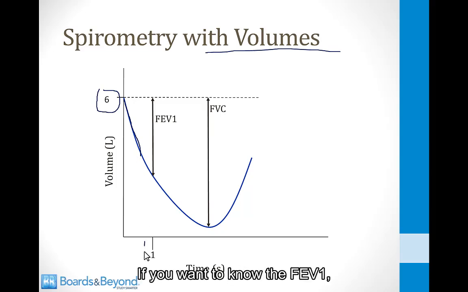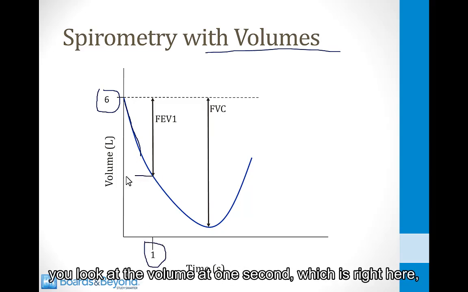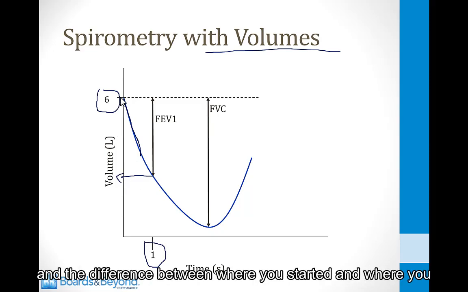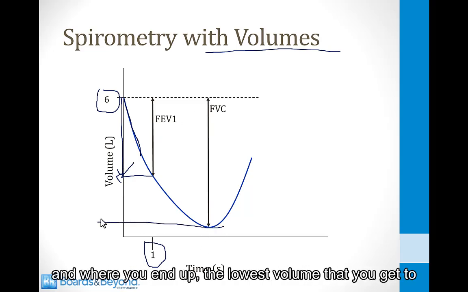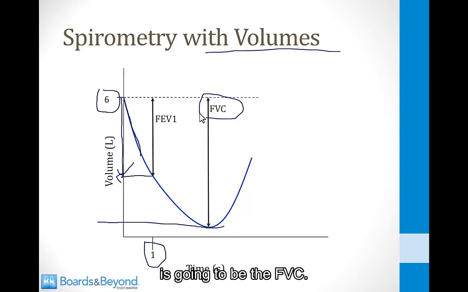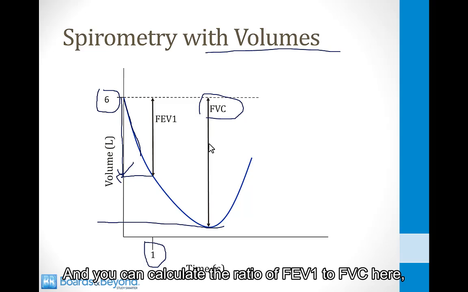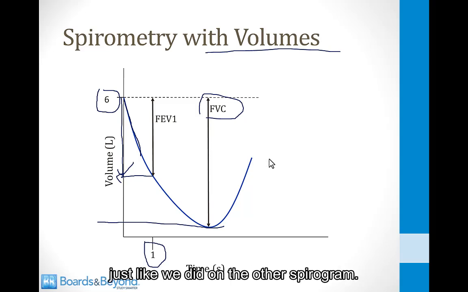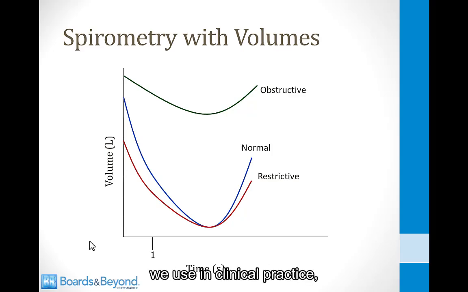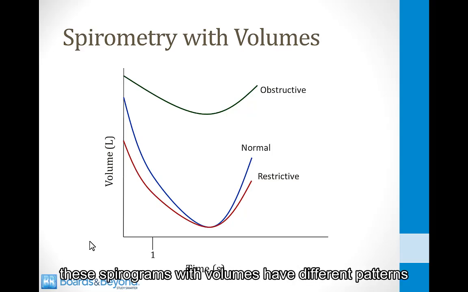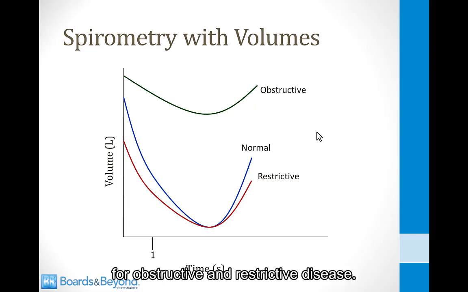If you want to know the FEV1, you look at the volume at 1 second, which is right here, and the difference between where you started and where you are at 1 second is the FEV1. The difference between where you started and where you end up, the lowest volume that you get to, is going to be the FVC, and you can calculate the ratio of FEV1 to FVC here, just like we did on the other spirogram. So just like with the regular spirograms we use in clinical practice, these spirograms with volumes have different patterns for obstructive and restrictive disease.